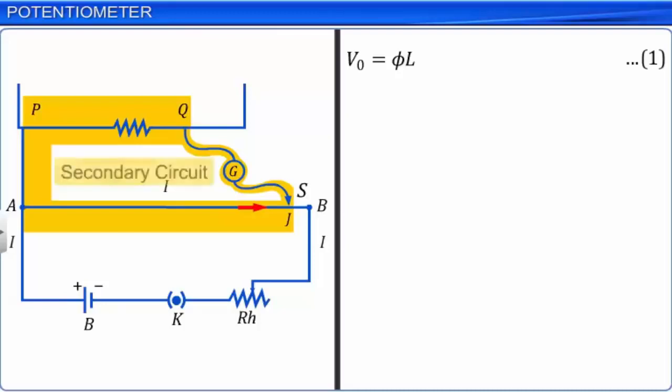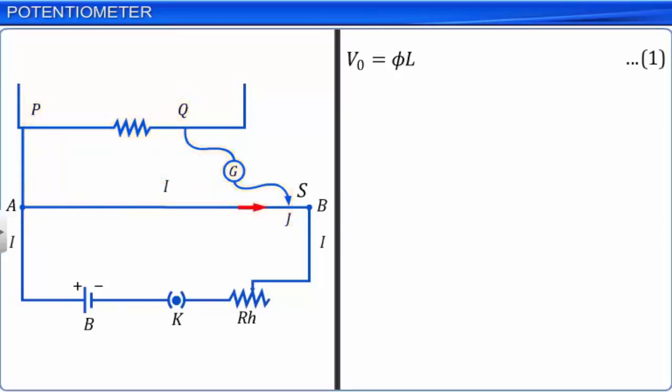If L is the length of the potentiometer wire between points A and S, and V is the potential drop across the resistor, then the potential drop across AS is also V. The length L is referred to as the balancing length of the potentiometer wire.